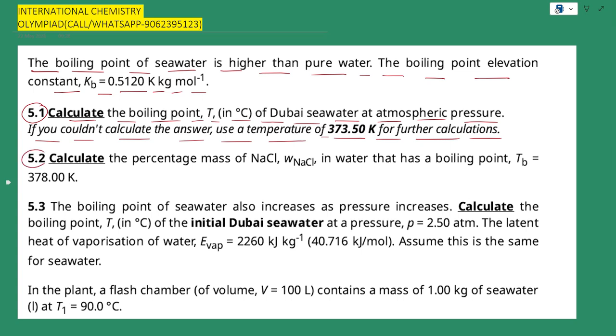Question 5.2: calculate the percentage mass of NaCl, w NaCl, in water that has a boiling point Tb equal to 378.00 K.